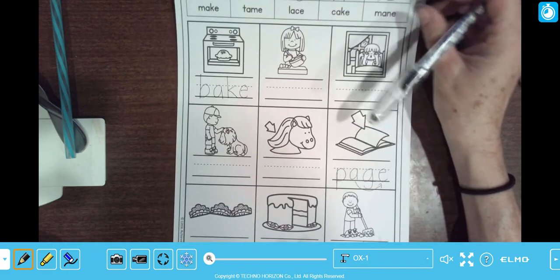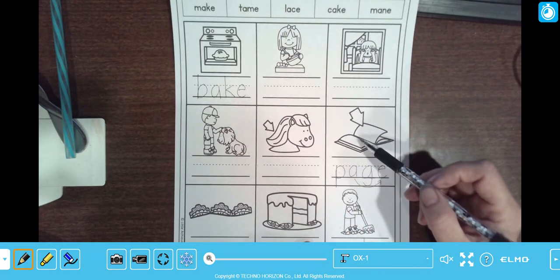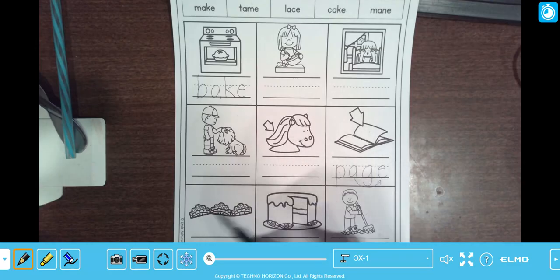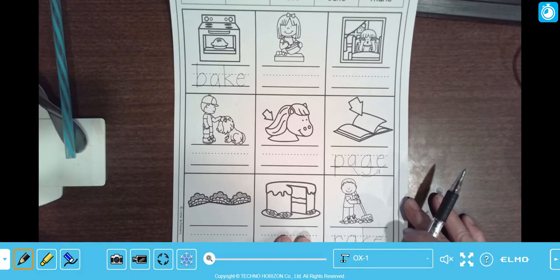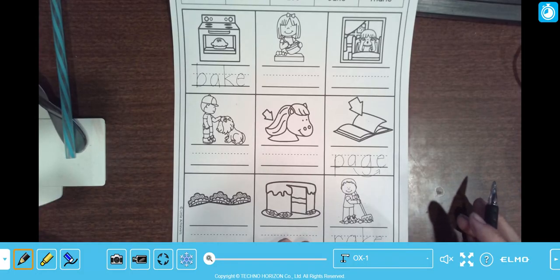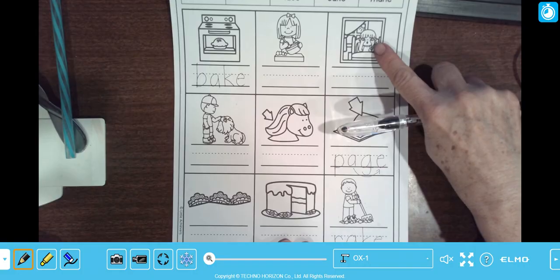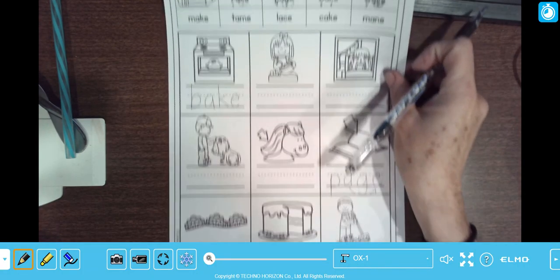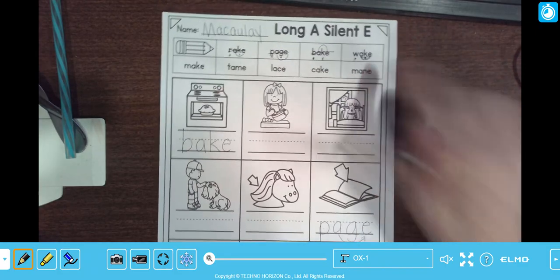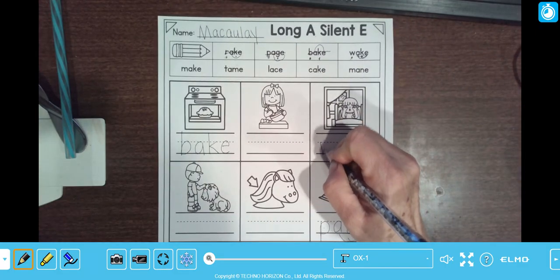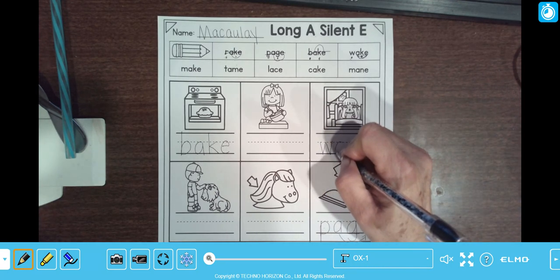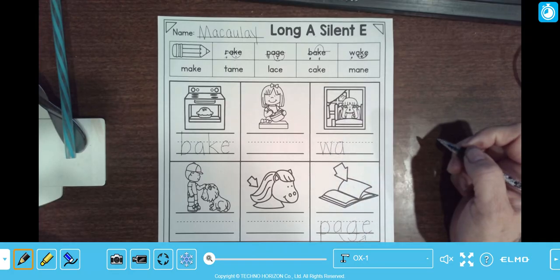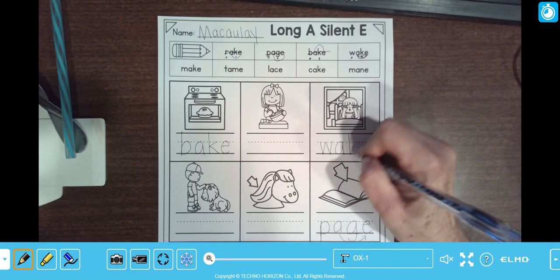So which one of these pictures, not this one and not this one, but this one, this one, this one, which one of these pictures matches the word wake? This one, right? You see how he's rubbing his eyes because the sun's up? Wake. Okay. So here's the word wake. We're going to start with the W. And then the A, W, A. And then the K, wake.